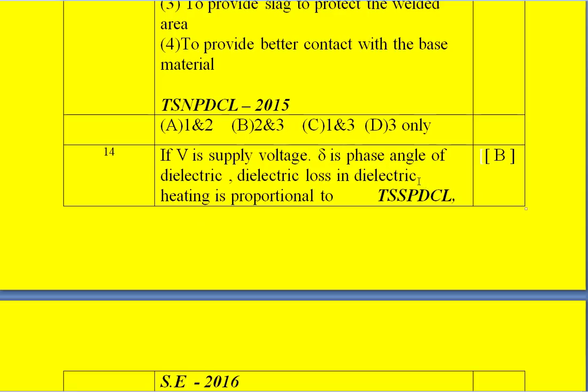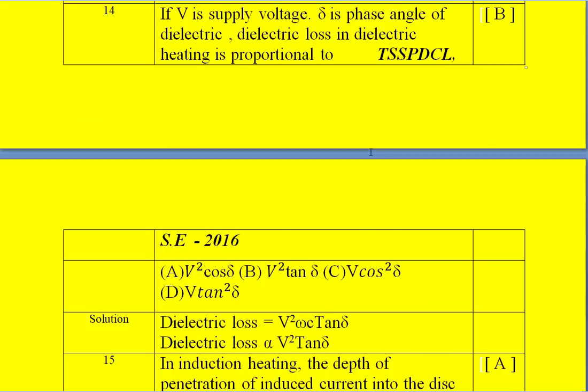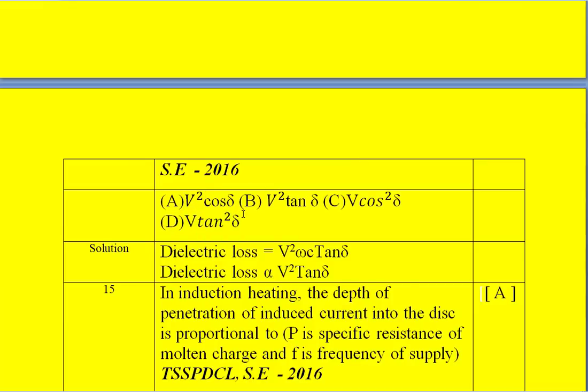Next question. If applied voltage is V and delta is the phase angle of the dielectric material, dielectric loss in the dielectric heating is proportional to: A, V square cos delta; B, V square tan delta; C, V into cos square delta; D, V tan square delta. We know the dielectric loss is equal to V square omega C tan delta.